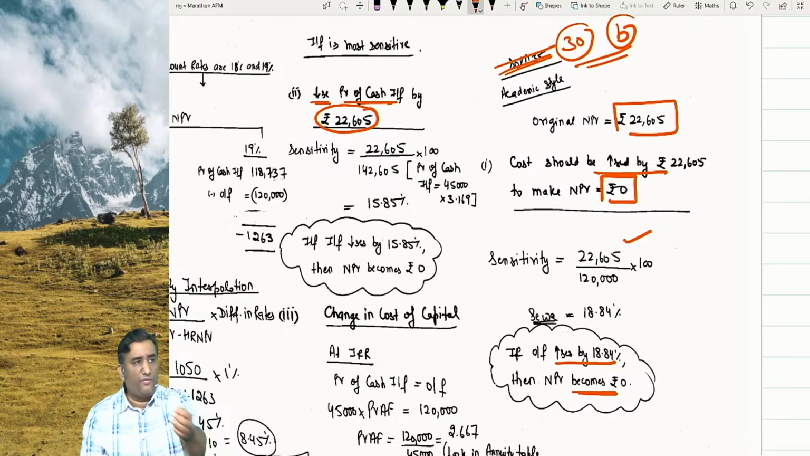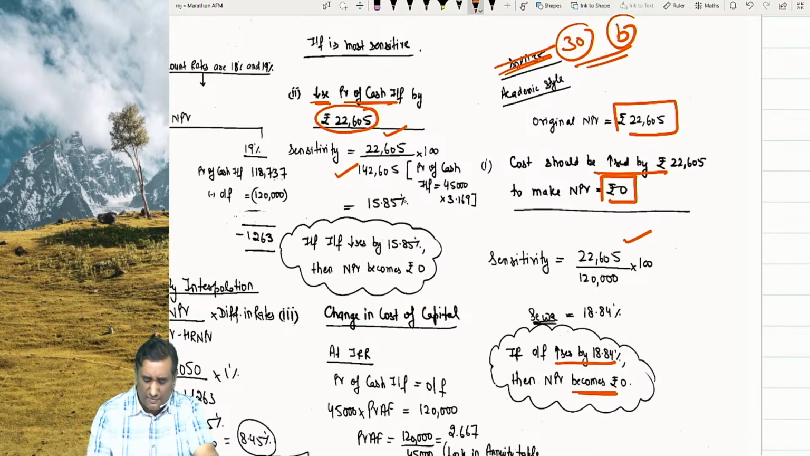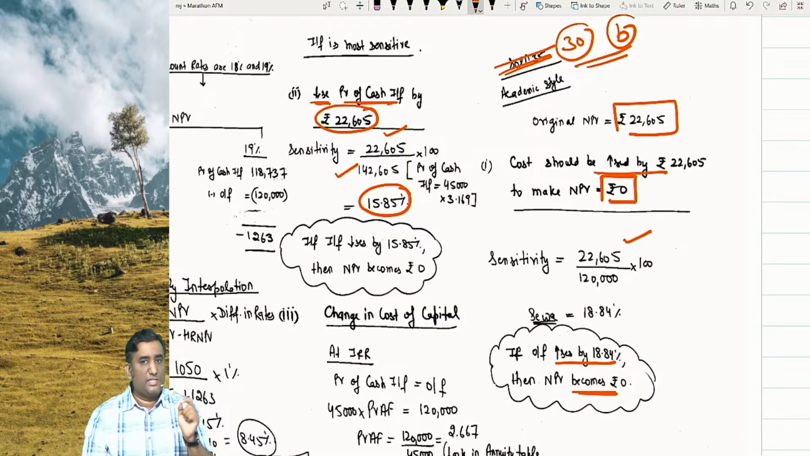22,605. And you have calculated present value of cash inflow in the first part, 1,42,605. So 22,605 change in 1,42,605. How much do we get? 15.85. 15.85. How do I read this sentence? If inflow decreases by what? 15.85, NPV will become what? 0. NPV will become 0.